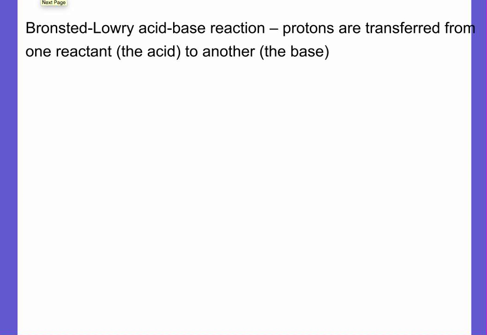Right, again, Bronsted-Lowry acid-base reactions, protons are transferred from one reactant to the other. So one thing's an acid, the other thing's a base. If something accepts a proton, it's a base. If it donates a proton, it's an acid. So, I mean, I could put another example in here, but you kind of get the idea anyway, I'm guessing. Right? We should put another example in here just in case, though, right?